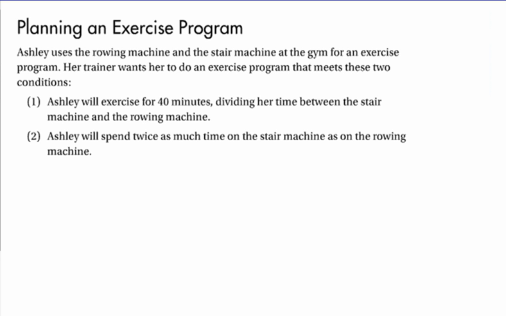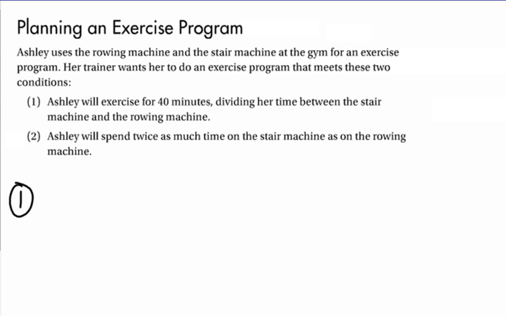We're just writing equations. This one says, planning an exercise program. So, Ashley uses the rowing machine. I don't know if you know what rowing is. It's like rowing a boat, but it works certain muscles. And the stair machine at the gym for an exercise program. Her trainer wants her to do an exercise program that meets two conditions. So we're going to have two different conditions, and that's actually going to mean two equations. So one, Ashley will exercise 40 minutes, dividing her time between the stair machine and the rowing machine.